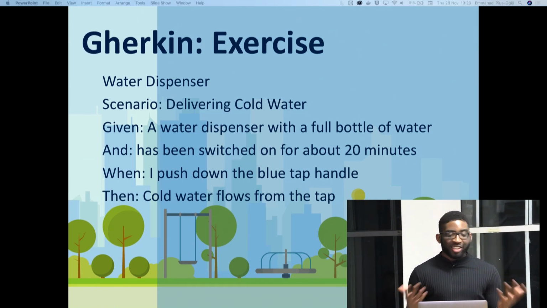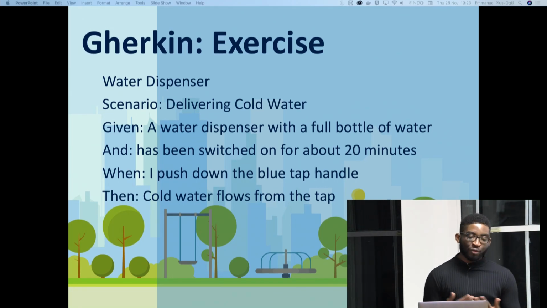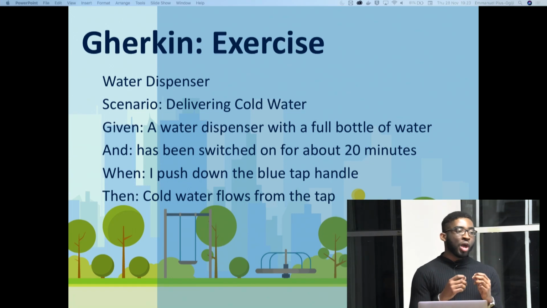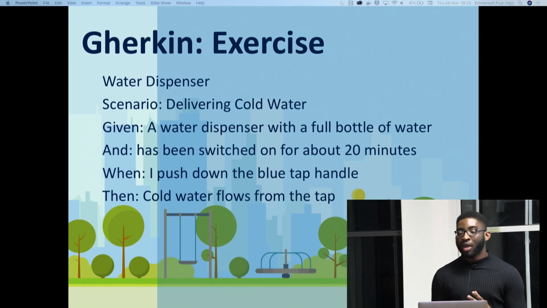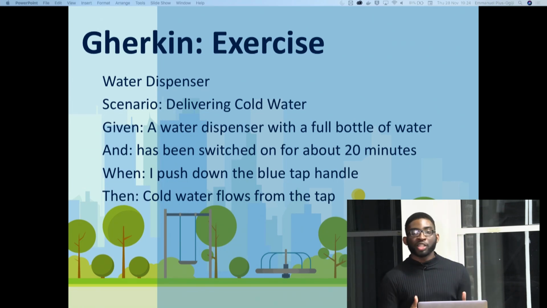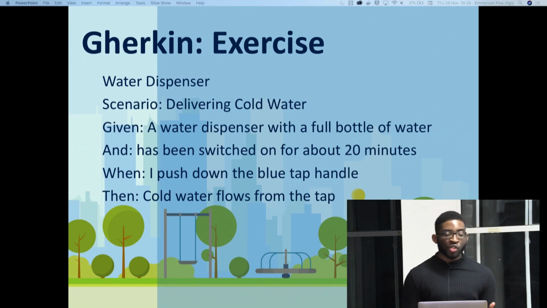So I went with the scenario of delivering cold water. So if the water dispenser has a full bottle of water, it's been switched on for about 20 minutes, when I push down the blue tap handle, I expect cold water to flow down. So again, quite simple. We're not going into the details of whatever voltage is being passed into the dispenser or wherever the piping is. We're just looking at it from a very high level: what does it do, how do we expect it to work, essentially. So that's what Gherkin gives you.